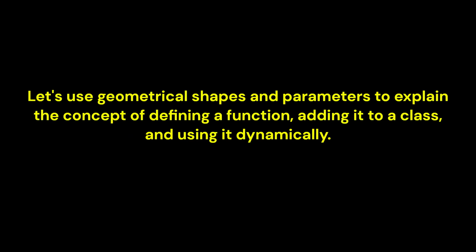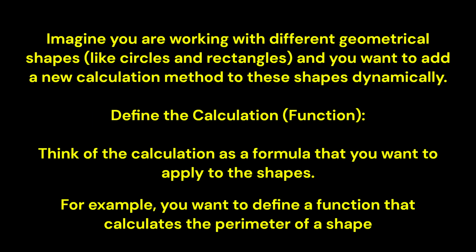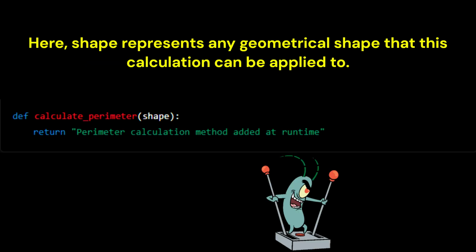Let's use geometrical shapes and parameters to explain the concept of defining a function, adding it to a class, and using it dynamically. Imagine you are working with different geometrical shapes, like circles and rectangles, and you want to add a new calculation method to these shapes dynamically. Define the calculation function. Think of the calculation as a formula that you want to apply to the shapes. For example, you want to define a function that calculates the perimeter of a shape. Here, shape represents any geometrical shape that this calculation can be applied to.